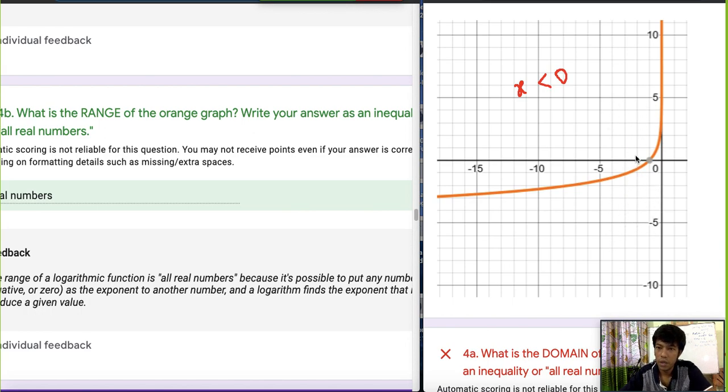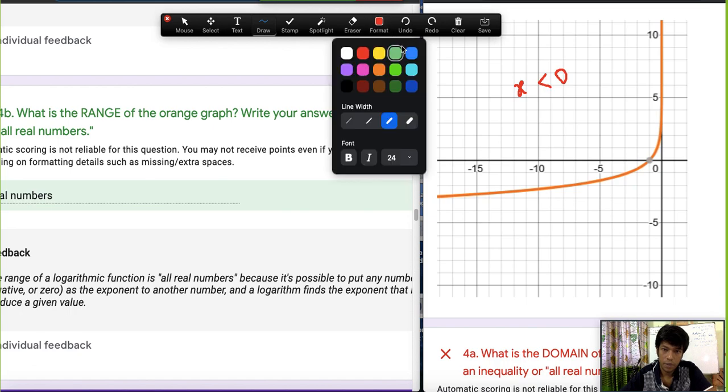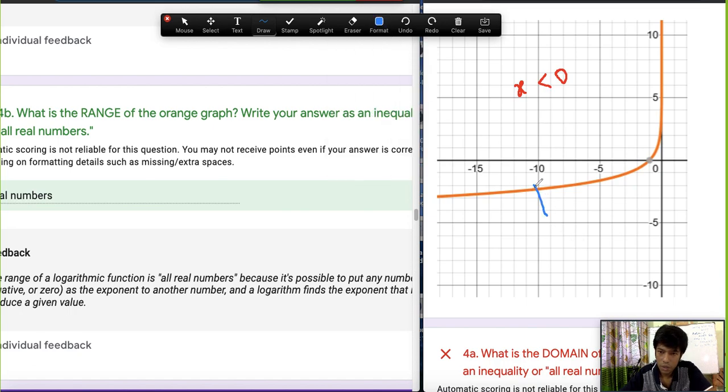The range is what? Now you see there is no forbidden thing. That means the range is all real numbers. So this is the domain, and the range is all real numbers. You can give this "all" only, then this will be fine. So this is the domain, and this is the range for this graph.